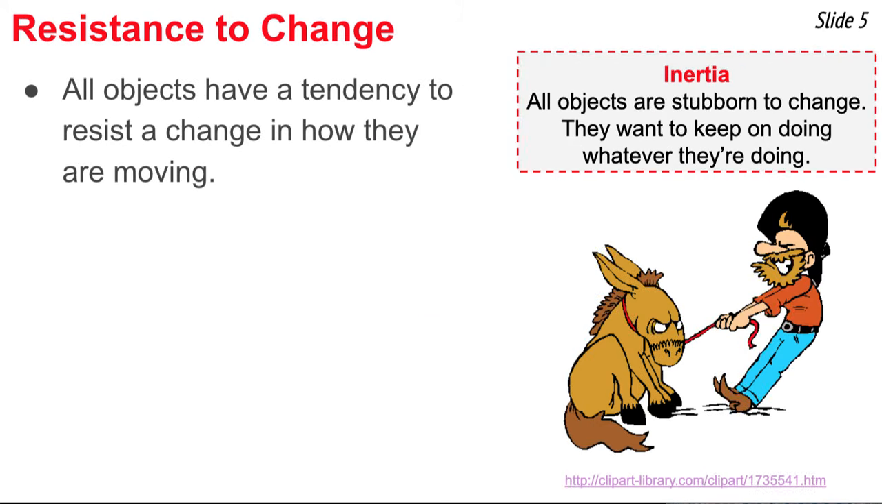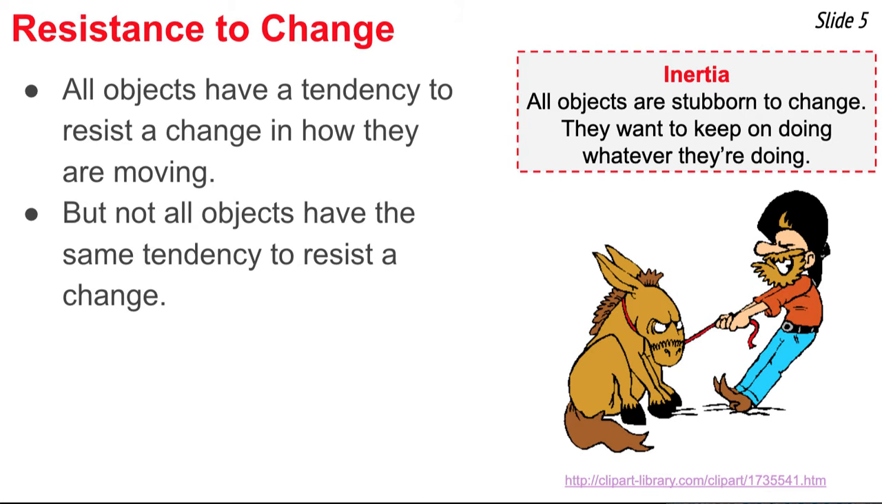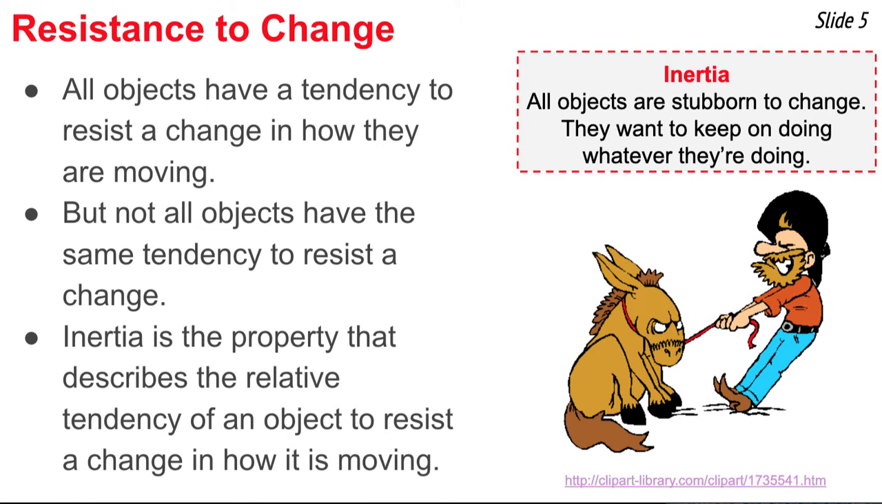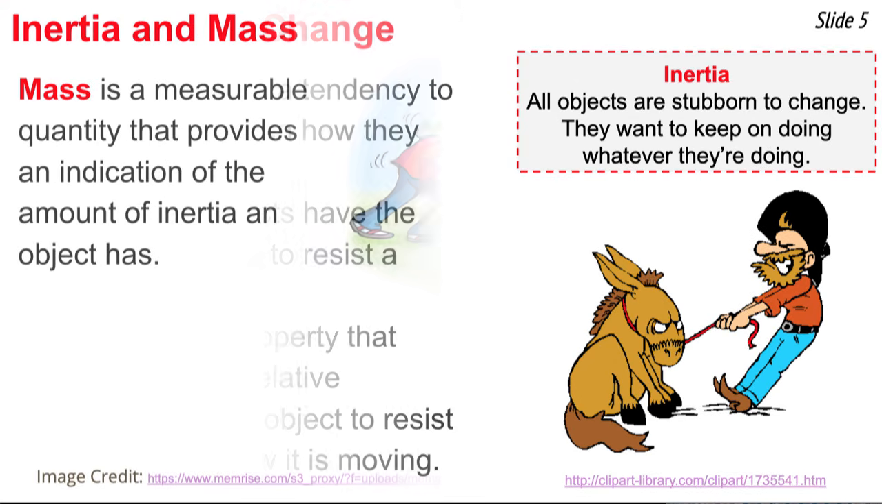I like to think of inertia as stubbornness to change. Objects want to keep on doing whatever it is that they're doing. All objects have this property called inertia, the tendency to resist a change in the manner in which they are moving. However, not all objects have the same tendency to resist a change. What is inertia? Well, it's the property of an object that describes its relative tendency to resist a change in the manner in which it is moving.